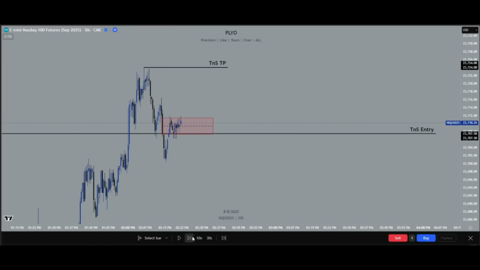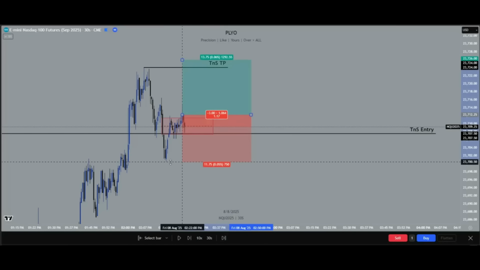Still no inverse. Okay, we got it there. Now, let's ask ourselves, is this quick? Not exactly, but we did get the inverse. So let's just try it. You get the inverse there, you put your stop about 11 points there. Let's see.